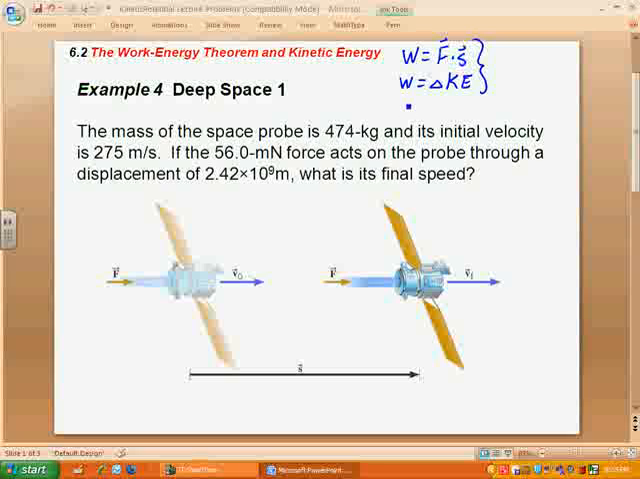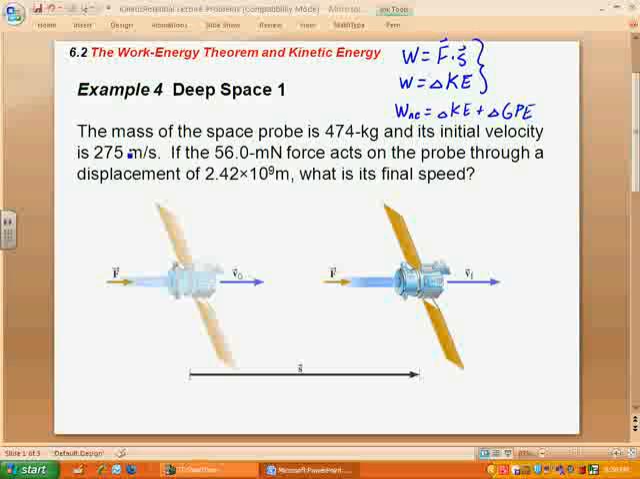Then the other equation that we had was that the work, non-conservative, is going to be equal to the change in kinetic energy plus the change in the gravitational potential energy. So we'll go ahead and look at each of these. Alright, so let's go ahead.